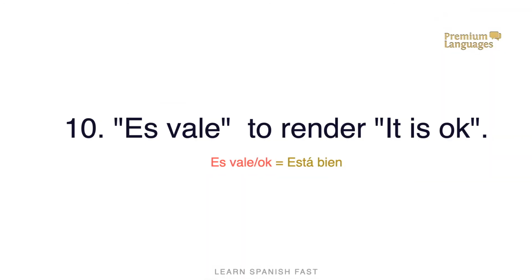Number 10. In English, the expression "it's okay" is ubiquitous. Also in Spanish, however, we do not say "es bien" or "es vale" or "es okay" like in English, but instead we can say "está bien," although there are other options depending on the country you're in, but the most common one is "está bien."